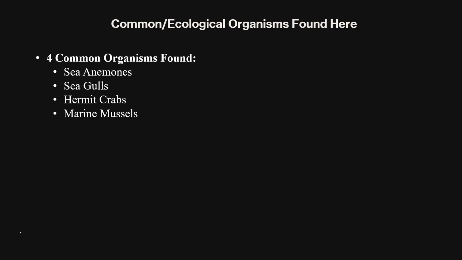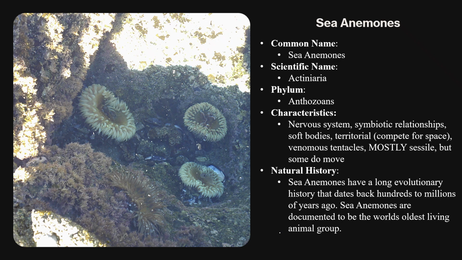For my project, I focused on 4 species commonly found in these communities: the sea anemones, seagulls, hermit crabs, and marine mussels. Starting with the sea anemones, they are an anthozoan species. They have soft bodies, venomous tentacles, and they're territorial and mostly sessile, which means they don't move. They're documented to be one of the world's oldest living organisms, as their existence dates back hundreds of millions of years.